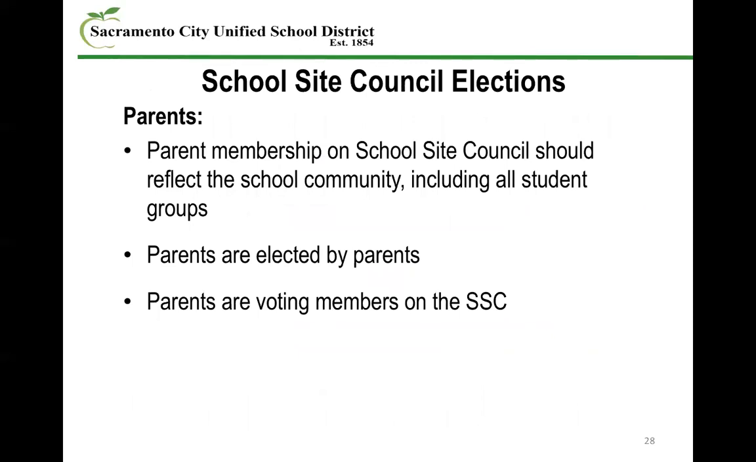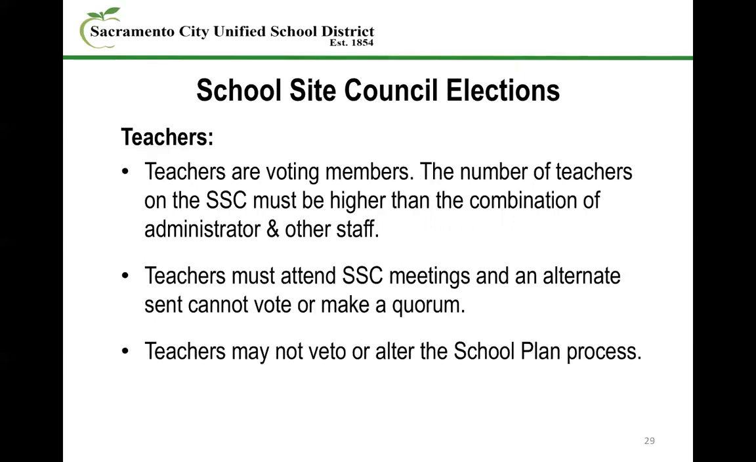School site council elections. Parent membership on the school site council really should reflect your school community, including all your student groups. Parents handle the balloting and election of parents, and parents are equal voting members of the council. Teachers are also equal voting members, and the number of teachers on the school site council must be higher than the combination of the administrator and other staff.